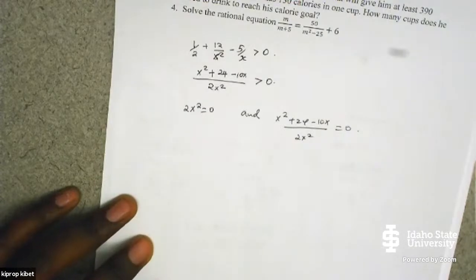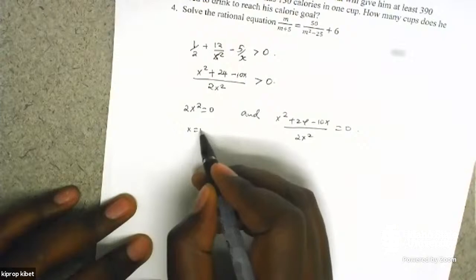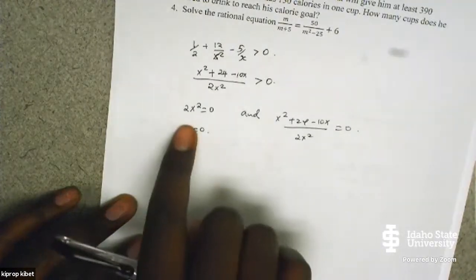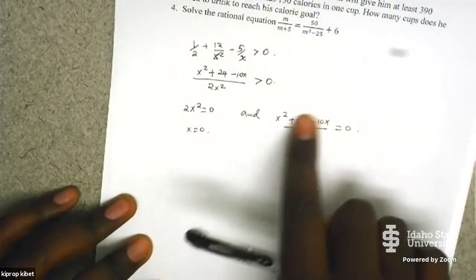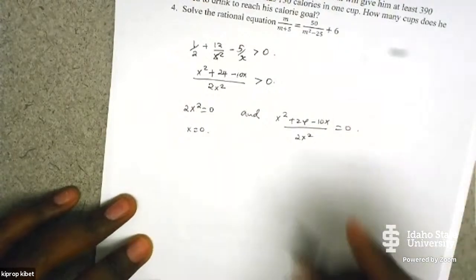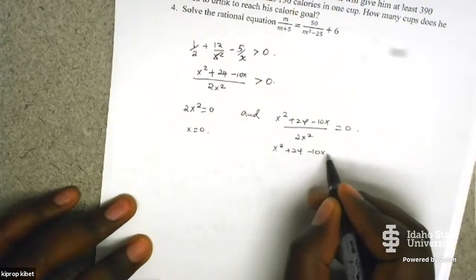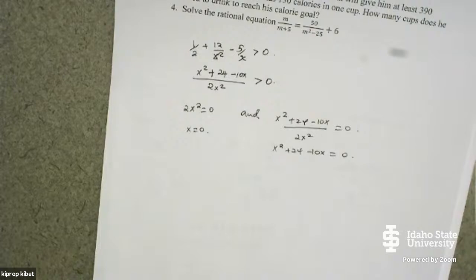So you need to get the two intervals there. So here, our x is equal to 0, since you divide this one by 0. And then when you multiply this one by 2x squared, you still remain with x squared plus 24 minus 10x equals to 0. I'm just confused why everything's divided by 2x squared. Yeah, so that is the least common factor.